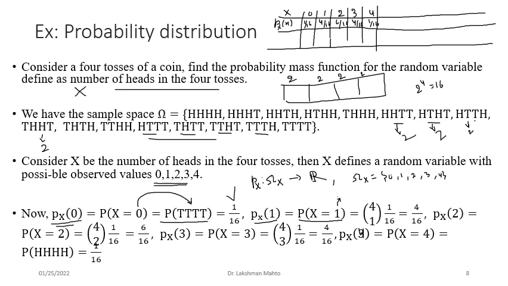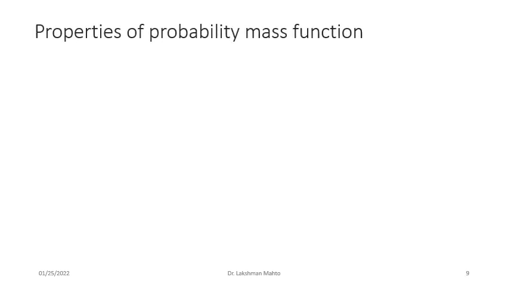We can say that 0 is having probability 1 by 16, 1 is having probability 4 by 16, 2 is having probability 6 by 16, 3 is having probability 4 by 16, and 4 is having probability 1 by 16. So we are getting a distribution of x. Simply we call it the distribution of x. So each value is occurring with different probability. Okay. So that's why we have the probability mass function, and that probability distribution we get through the probability mass function.